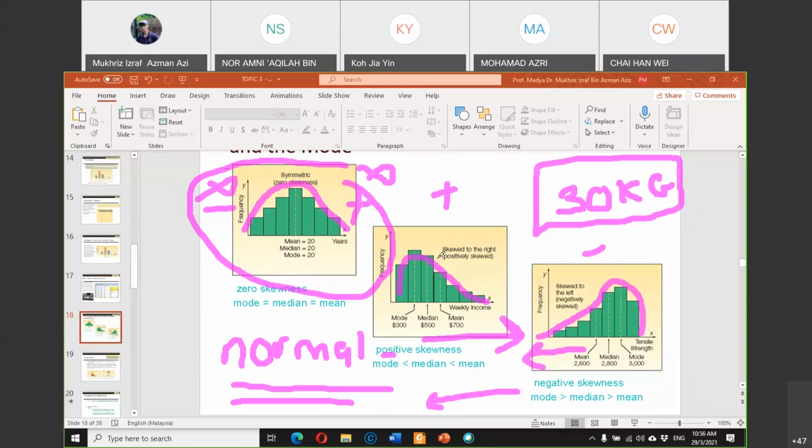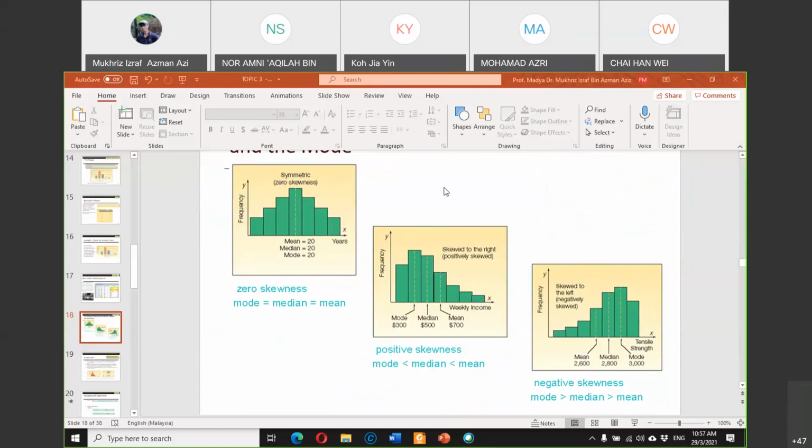That is what you can take from when you plot your data in a histogram. Your y-axis is the frequency, your x-axis is the interval, the class interval. So what you learned last week in chapter 2 is being directly applied here in the concept of skewness. I hope you can understand this concept.